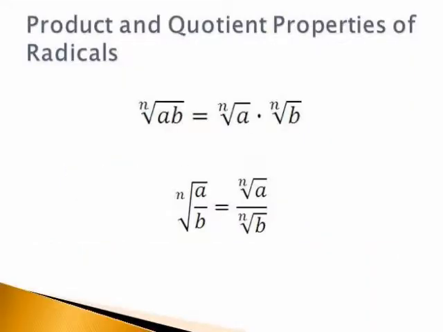So the first thing is if you have two things that are being multiplied underneath a radical, you can actually separate that into a separate multiplication problem. Same thing with division. If you have two things that are under the same root, you can separate those so it's two separate radicals. For instance, if you have the square root of 2/7, you could have the square root of 2 over the square root of 7.